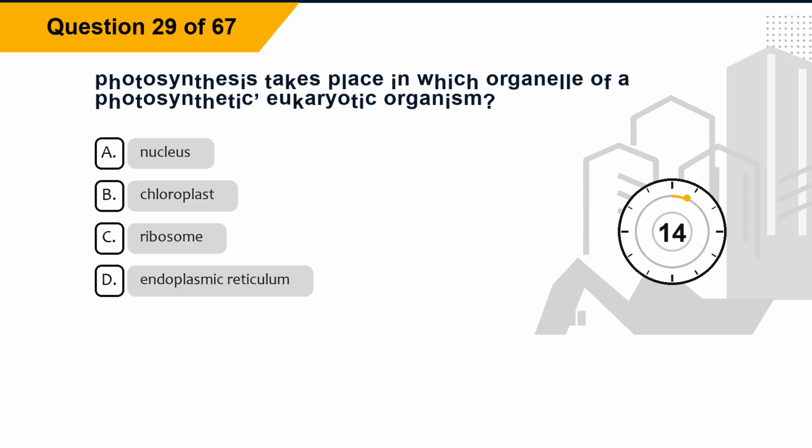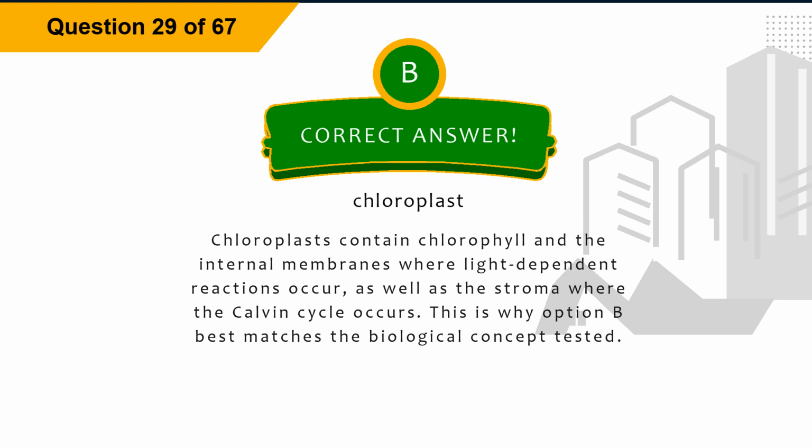Question 29. Photosynthesis takes place in which organelle of a photosynthetic, eukaryotic organism? Option A. Nucleus. Option B. Chloroplast. Option C. Ribosome. Option D. Endoplasmic reticulum. The correct answer is option B. Chloroplast. Explanation. Chloroplasts contain chlorophyll and the internal membranes where light-dependent reactions occur, as well as the stroma where the Calvin cycle occurs. This is why option B best matches the biological concept tested.